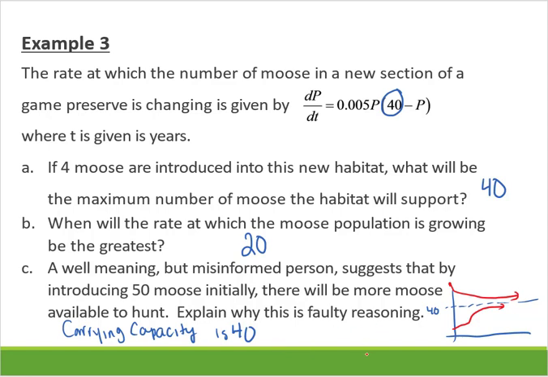Okay, so the carrying capacity is 40. We can't have more than 40. 40 is the ideal for this habitat. Okay, so that is logistic growth. I think it's a really cool application of differential equations that we've been doing. It is a guaranteed question on the AP test, at least in multiple choice, but I have seen it in free response in a few years, and I have seen it kind of recently in free response too.